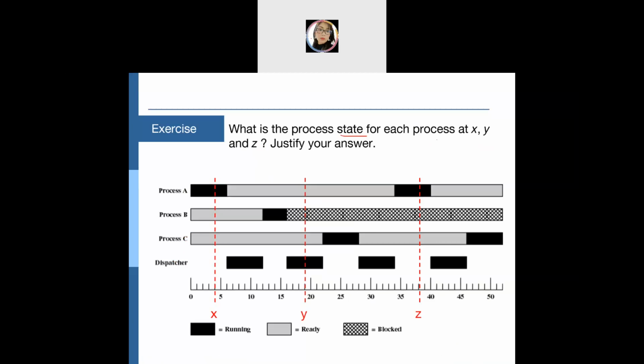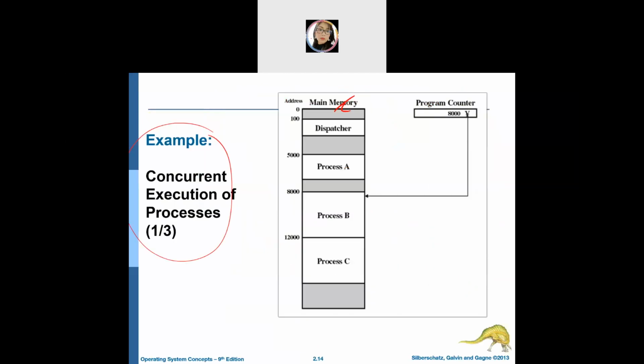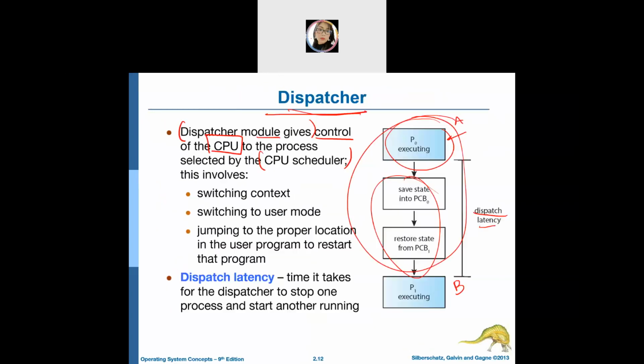What is the process state for each A, Y, Z? So you need to calculate the value for A, how many that you have. Oh, this one is process state. What is happening here? And for this Y, what is happening? Because you are doing the dispatcher. And for the Z, it is similar things. You're going to run the process A. So what is happening for the process? So you need to go back to the process states, whether it is ready, or whether it is running state, whether it's waiting state. So that is on the state.